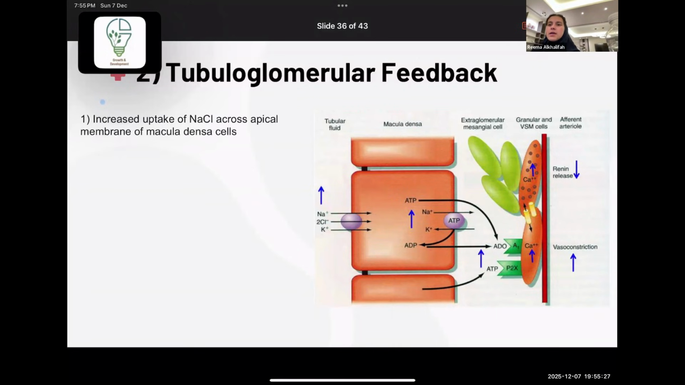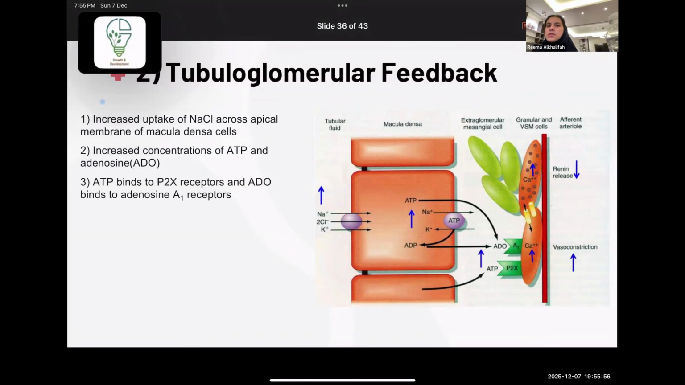When it detects it, there's going to be more ATP and adenosine concentrations. And because of this increased concentration, the ATP is going to bind to the P2X receptors, and the adenosine is going to bind to the adenosine receptors. So they're going to bind to their respective receptors in the smooth muscle of the afferent arteriole. And what this causes is an increase in calcium concentration. So this increase in calcium concentration, remember, it constricts the afferent arteriole, which brings blood pressure down.